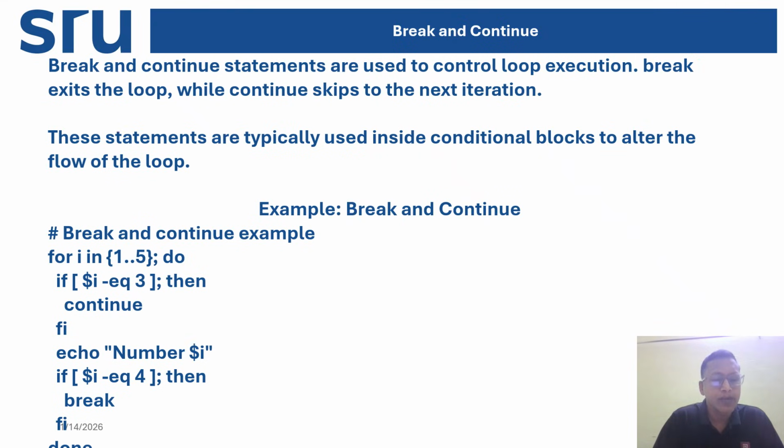Next, break. If $I equal to 4, then break. So first it prints 1 and 2, no problem. When it is 3, it skips the current iteration. When it is 4, it prints the 4. Then it comes to the if condition $I equal to 4. So when I value is 4, then it breaks, which means it simply exits from the loop permanently. So finally it prints the values 1, 2 and 4 only. It will not execute the fifth iteration because it will exit at iteration number 4 only.